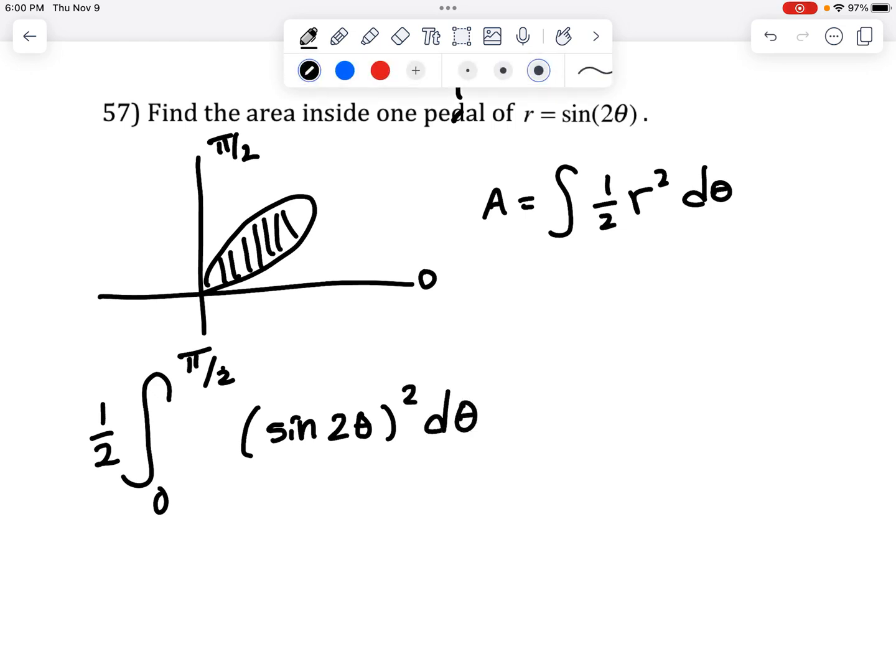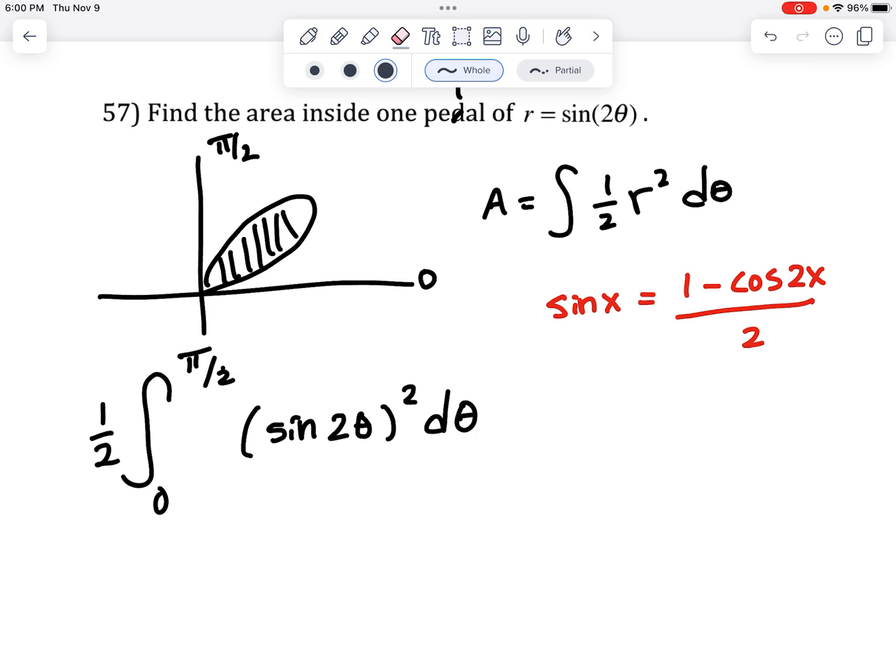And you're probably thinking you need a trig identity. And yes, for integrating sine squared, we need to use that sine squared of x is equal to 1 minus cosine of 2x divided by 2. Now, in this case, the x is going to have to be replaced with a 2 theta. So then replace x with a 2 theta, which means that the cosine is going to have a 4 theta.